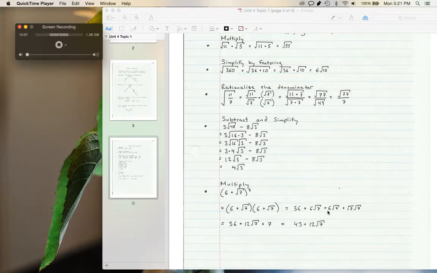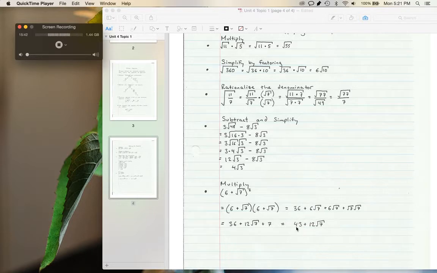6 square root of 7 plus 6 square root of 7. Well, I have the square root of 7 in both terms, so I can add the 6's. That gives me 12 square root of 7. And the square root of 7 times the square root of 7, that's the same thing as the square root of 49, which happens to be a perfect square equal to 7. So I just get a 7 out of this last term. Now I have 36 and 7. I can add those together. That gives me 43. And this term with the radical will just stay the same, 12 square root of 7.